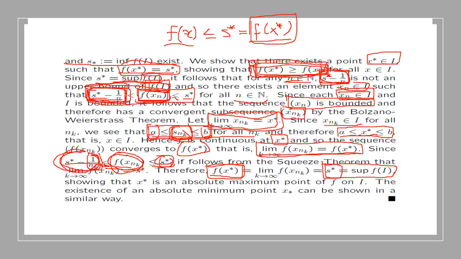Okay, so we have simply applied the Squeeze theorem here. You let k go to infinity, and this will go to S star. So you have that S star is less than or equal to f of x star, and this is less than or equal to S star. Then you conclude that f of x star must be equal to S star.